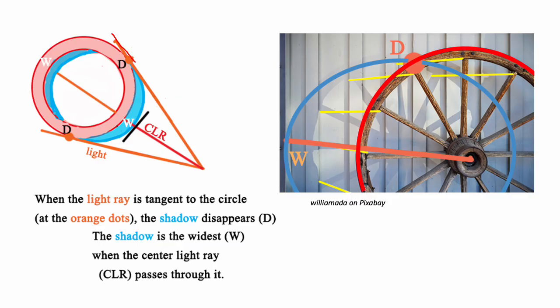When the light is tangent to the circle, the shadow disappears. You can see that with this wheel and its shadow, we don't see the shadow right here. In contrast, the center light ray goes through the widest part of the shadow. Here, the furthest part of the shadow from the center is along the central light ray.